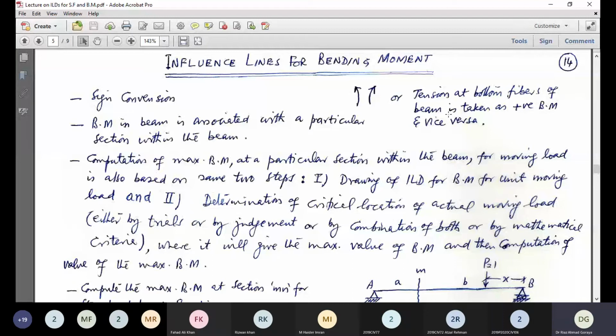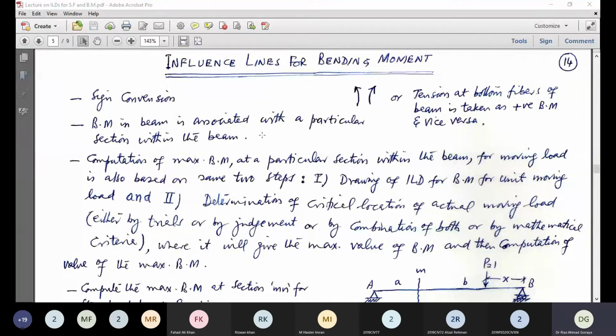First of all, the sign convention for positive bending moment. Any force which produces tension at the bottom fibers of the beam is considered as positive bending moment and vice versa. This is the conventional direction for the positive bending moment. Secondly, the bending moment in a beam is associated with a particular section within the beam, as we have already discussed yesterday.